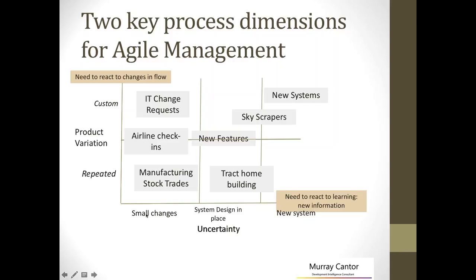As you recall from last time, we talked about the ranges of uncertainty from small changes. Often you have a system design in place and you're adding new features to an existing system, or you're building a new system. As you go along this axis, you get more and more uncertain, and you have more and more needs for learning things.